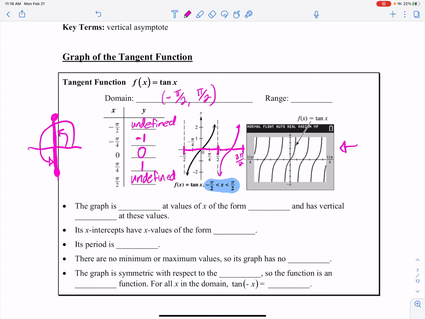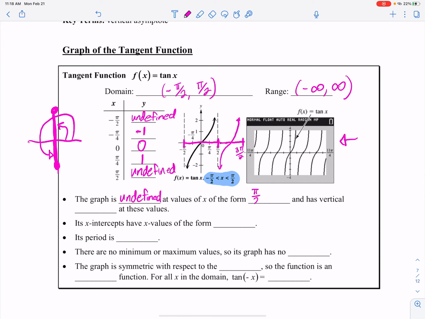All right, let's fill in these spaces. The range here is nice and easy. It's all real numbers. Right? The graph is undefined at the values of the form, and how we do this is we say pi over 2 plus n pi. I'm going to write it, and then let's talk about why that makes sense here.